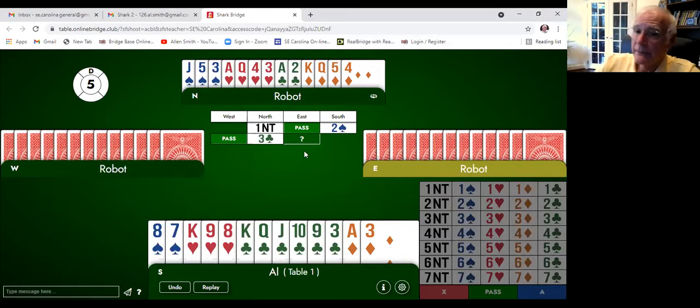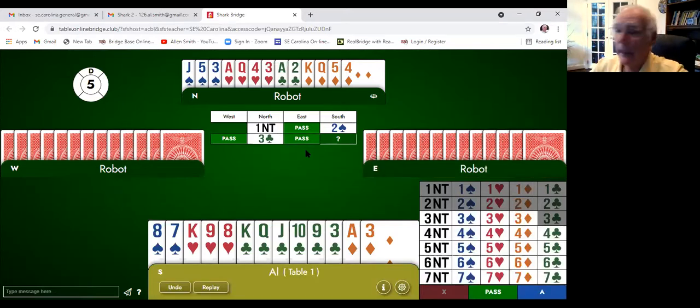So now South is really interested, because he's saying he's got a maximum. He's got 13, so they've got somewhere between 30 and 31 points. Now the real question is, do they have stoppers in all of the suits? So he says, I've got good diamonds, I've got good clubs, I've got good hearts. What's my partner got in spades?